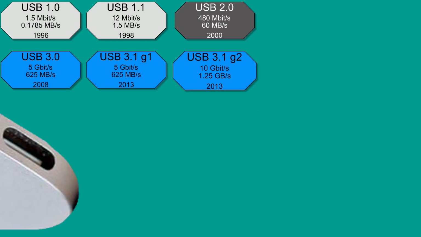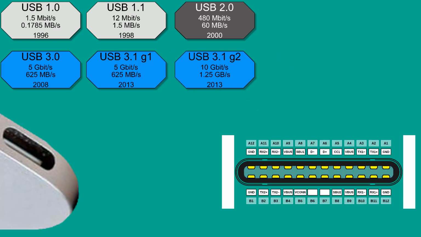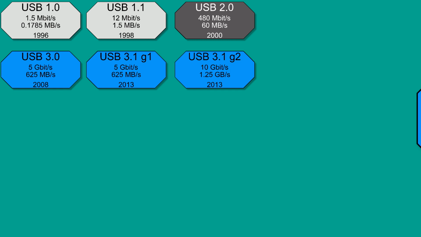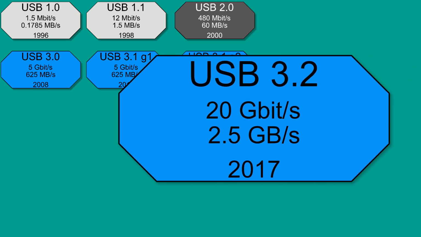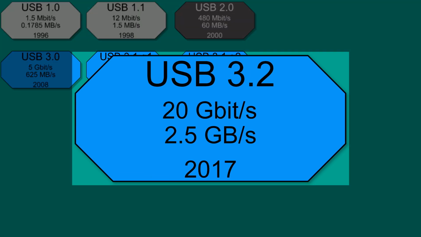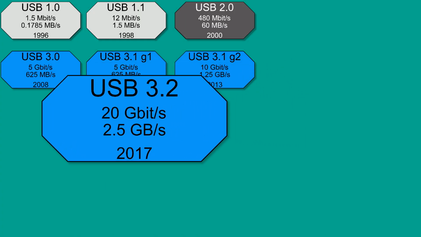USB Type-C released the following year in 2014 with its 24 contact pin port, a massive amount compared to USB 2.0's 4 pins and USB 3.0's 5 pins. Last to launch in 2017, USB 3.2 pushes speeds up to 20 gigabits, allowing higher speeds from the USB Type-Cs.